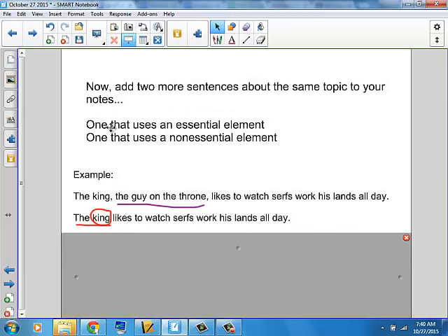So take a minute, write one sentence that uses an essential element, one that uses a non-essential element. Same topic. Should look something like mine. Whatever the topic is about is your choice.